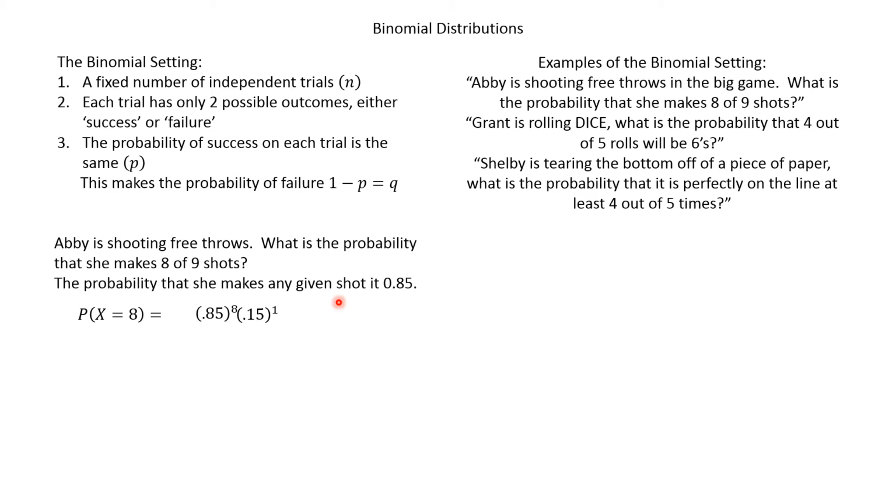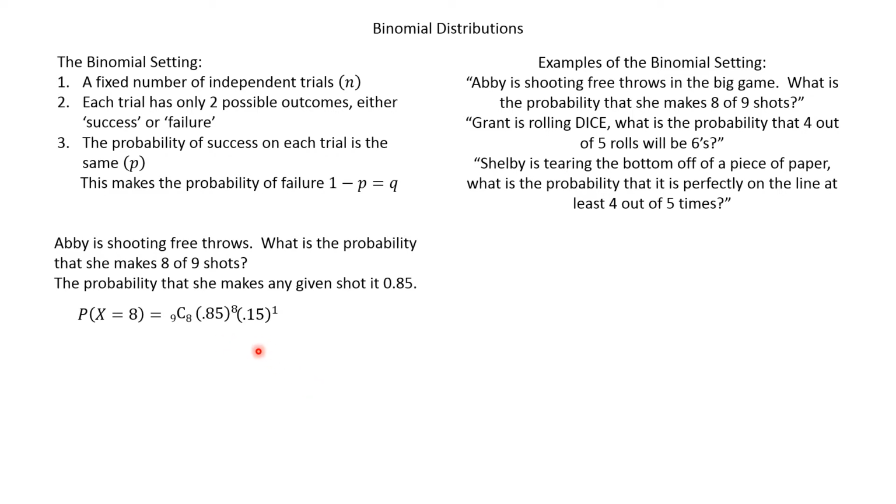So we have 0.85 to the 8th times 0.15 to the 1, the probability of success to the amount of time she makes it, times the probability of failure to the amount of time she misses it. Now this, if we multiplied it together, would give us she makes it 8 times and misses it on the 9th. There's a bunch of ways we could rearrange that. And that would be a combination. 9 choose 8. She has 9 shots. How many ways can we rearrange the 8 successes?